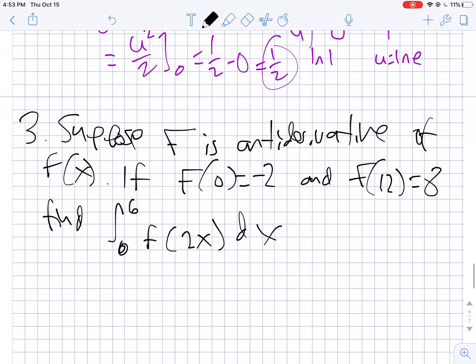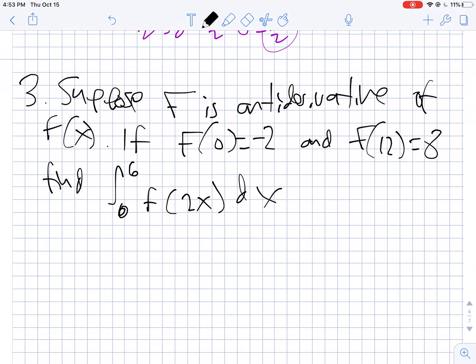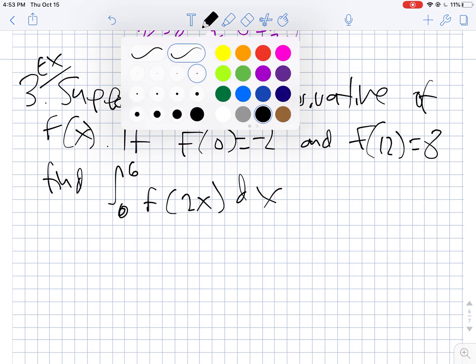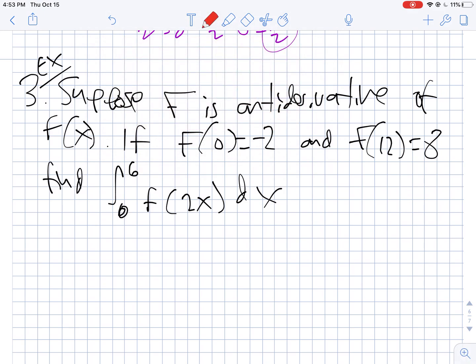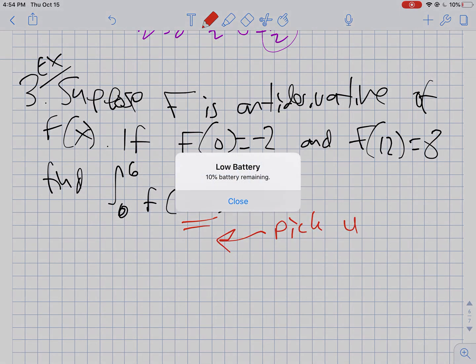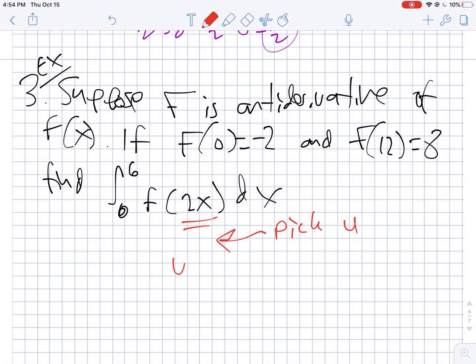Now, when you look at a problem like this, not f of x, but f of something else, if you see something in parentheses of your f, pick that to be your u. So pick u to be whatever's in parentheses here. So I'm going to pick u to be 2x. And then the derivative of that is 2 times dx, of course. Okay, so I need to put a 2 here. I need to balance to the 1/2 in front.